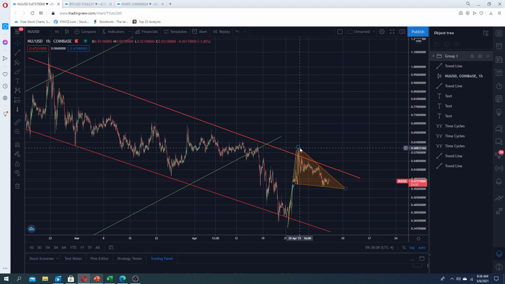Now, typically, this is the flagpole for the pennant pattern. It started all the way down here. Let's just say it's like 36 and change, went all the way up here on the flagpole to 50 something. And typically a bullish breakout of a pennant would go half the distance of the flagpole.